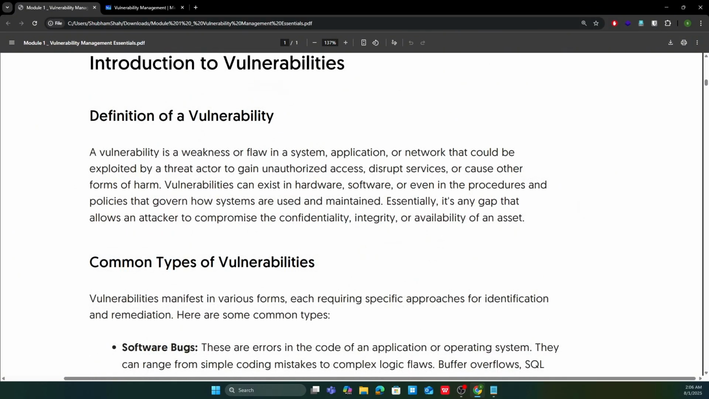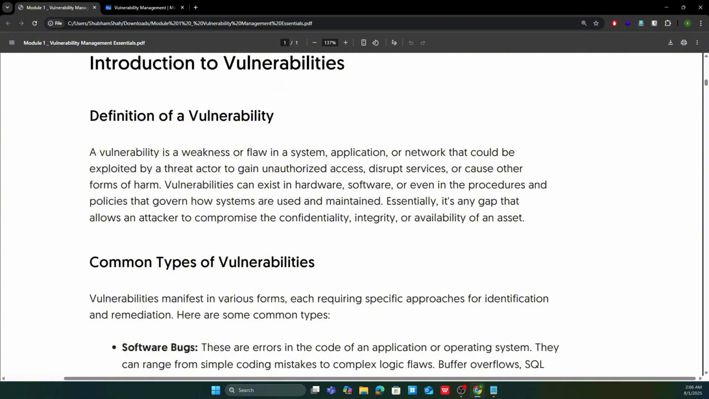Now, what is a vulnerability? If we are going to become a vulnerability engineer, a vulnerability manager, or a lead vulnerability analyst, whatever the job roles available in the market, all are revolving around vulnerabilities. So what is a vulnerability?